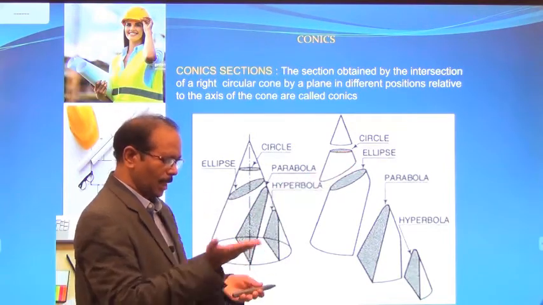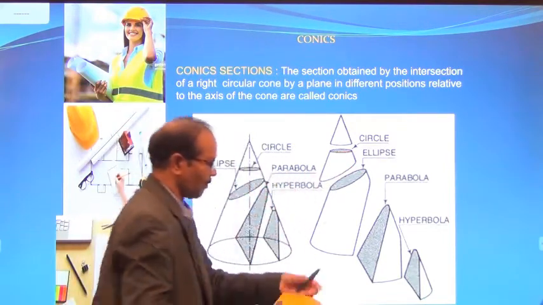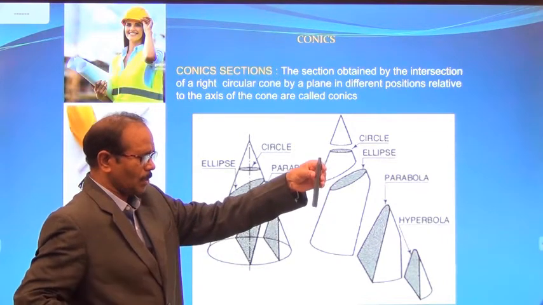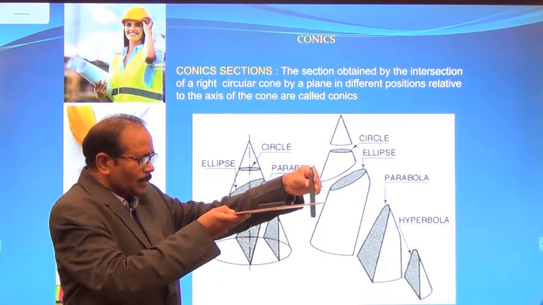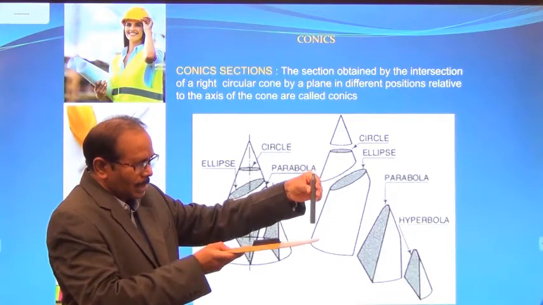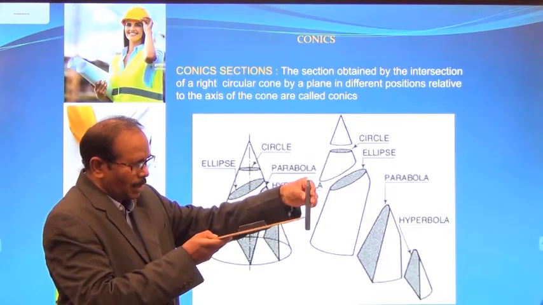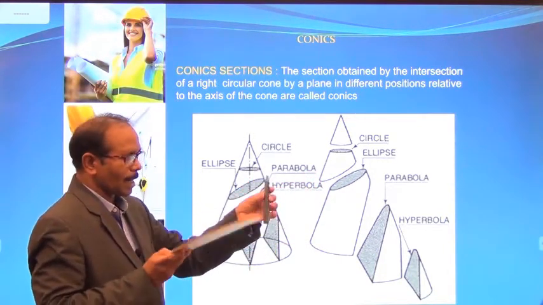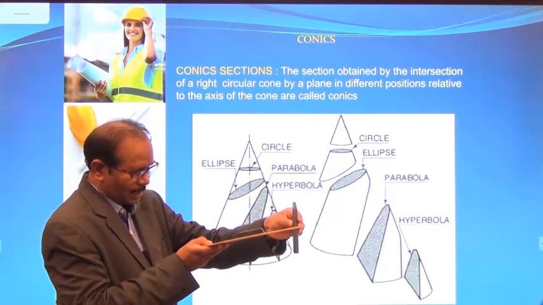How is this section plane? I am going to cut this cone like this. What is the shape? It is the same shape as the bottom, that is the circle. Cutting the cone parallel to the base gives a circle.